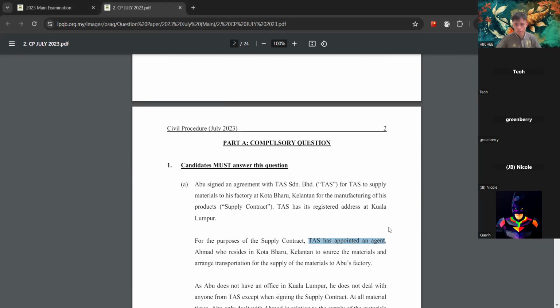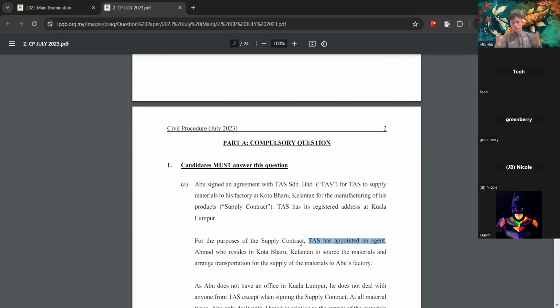So the agent is considered as an independent party to a company. That is the reason why when you are suing TAS, you also have to sue Ahmad, and then let the court decide whether they can be joined together.